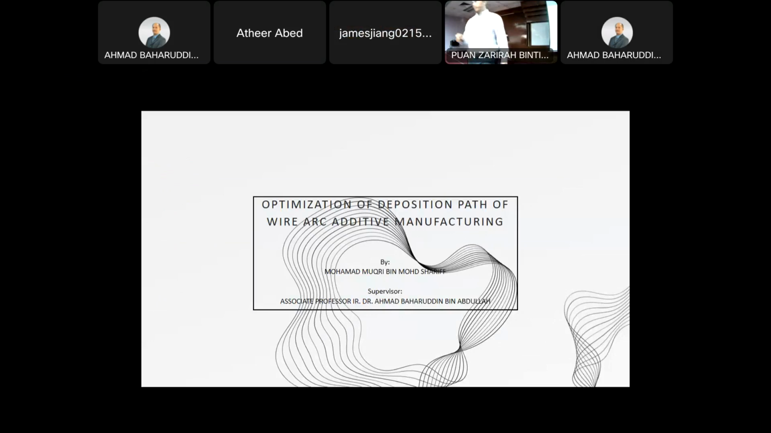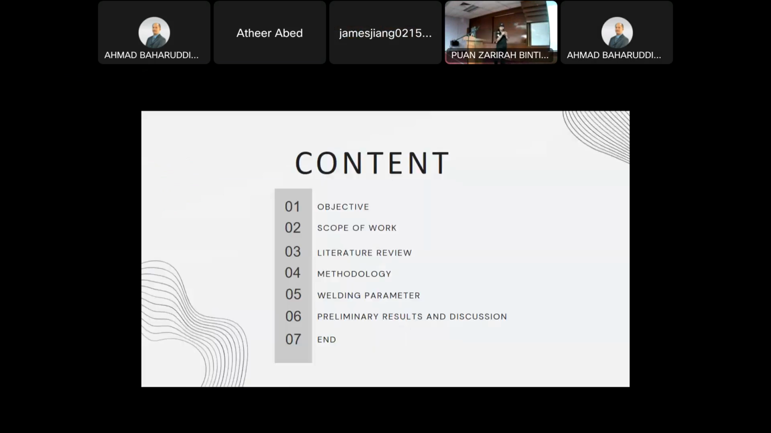Okay, Assalamualaikum and good afternoon to everyone. So my name is Muhammad Mukri Syarif. This is my study for FIP research, which is the optimization of deposition paths of wire additive manufacturing. So this is the flow of the content, objective, and until the end.